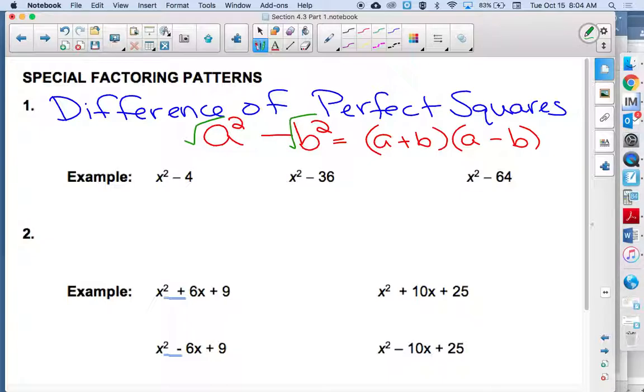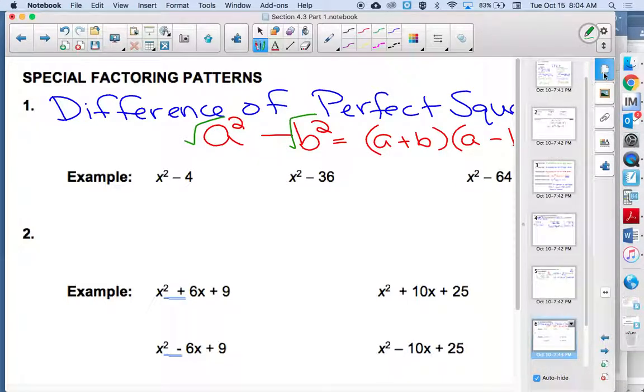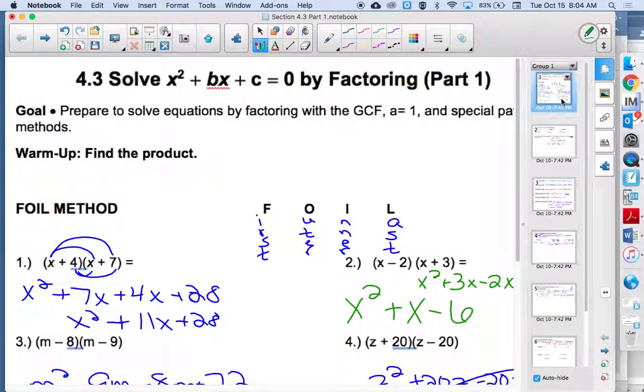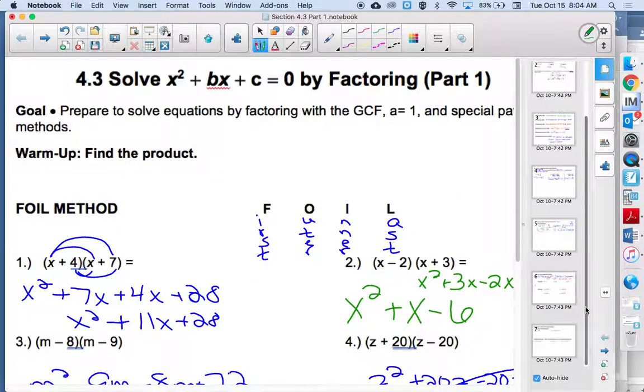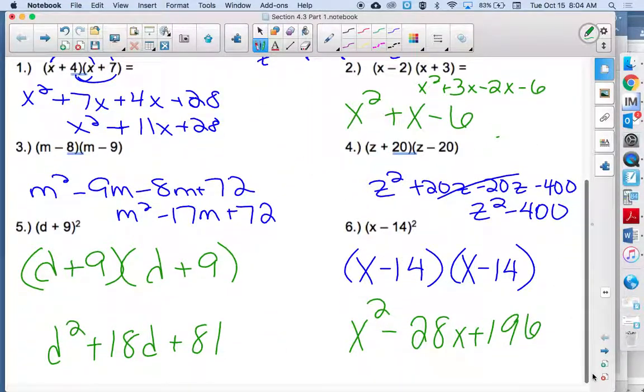Taking the square root of A, well, I can multiply A times A to get A squared. Taking the square root of B, I can multiply B times B to get B squared. The reason I have 1 plus and 1 minus is that's how we get the problem to cancel. And I think JT was the one that did this for us right here. So my answer is going to look like this: Z plus 20, Z minus 20, because then those inside pieces cancel out for us.